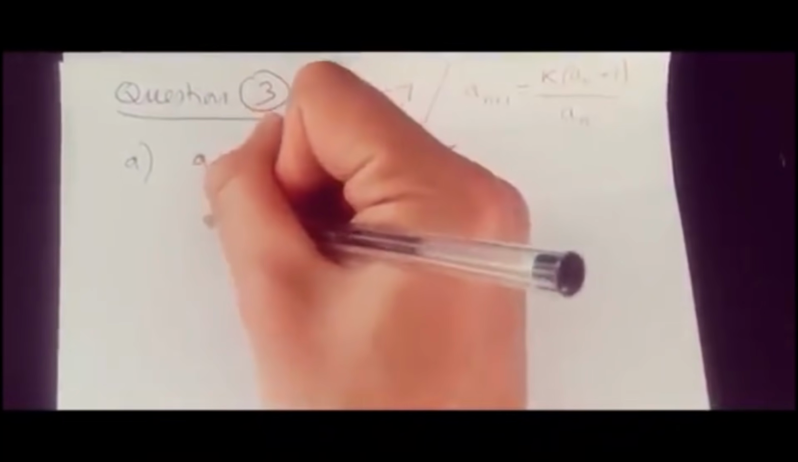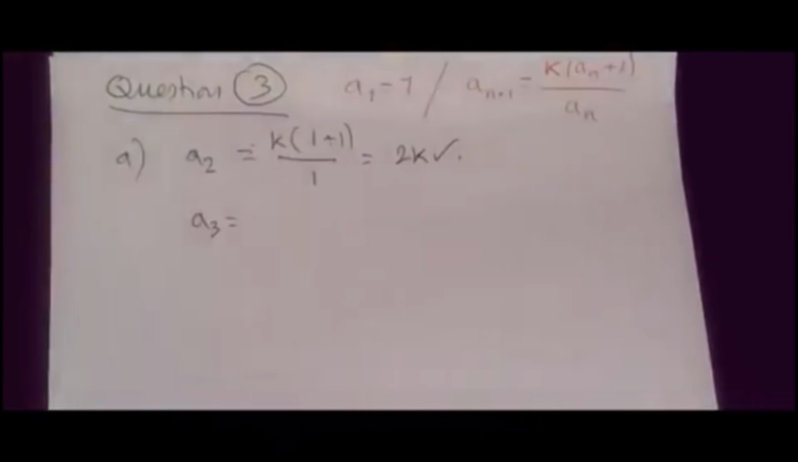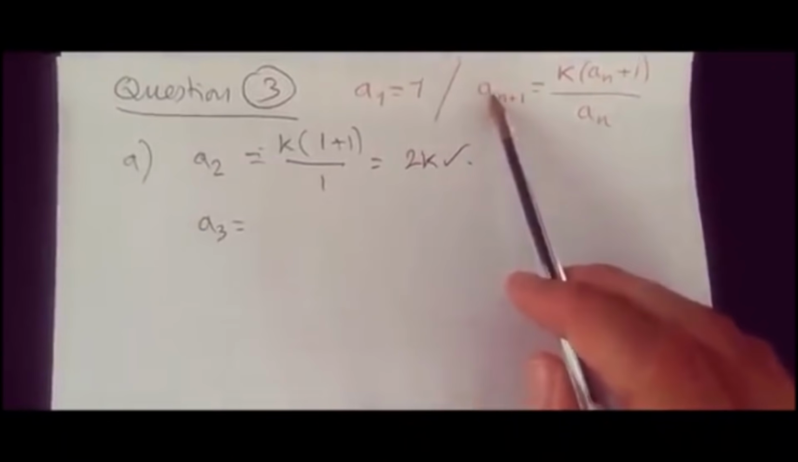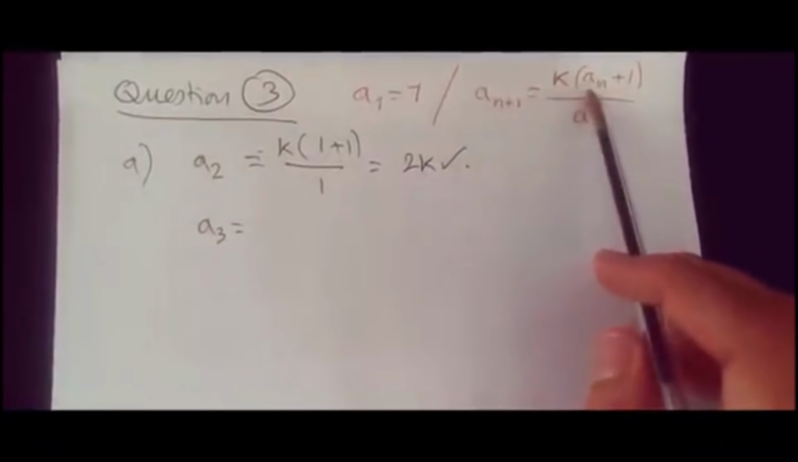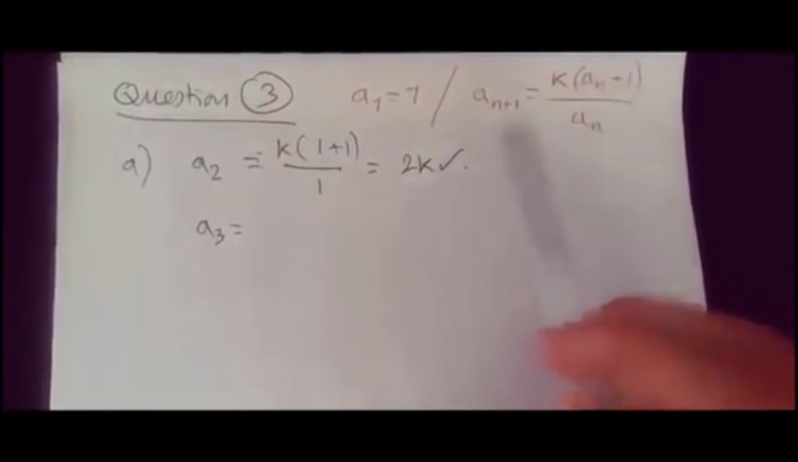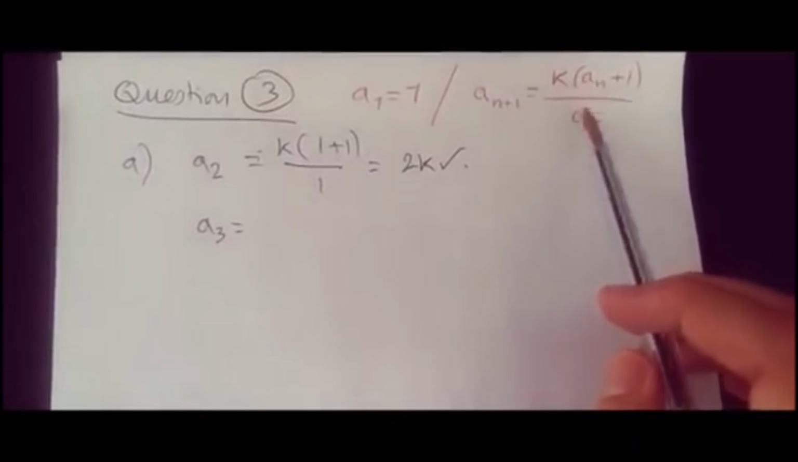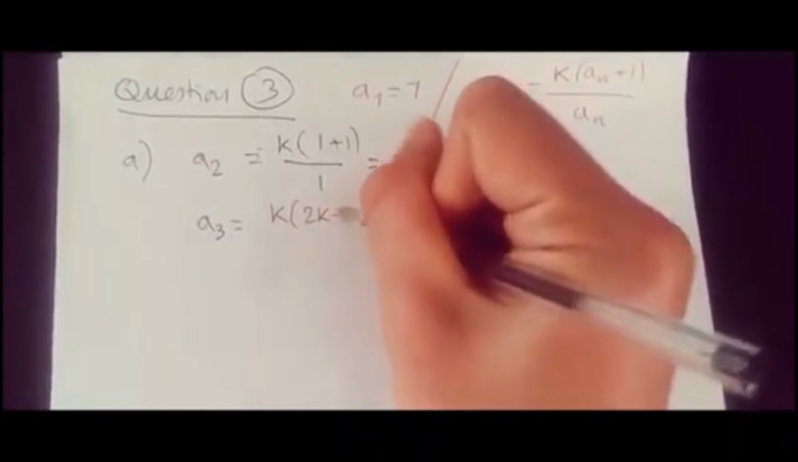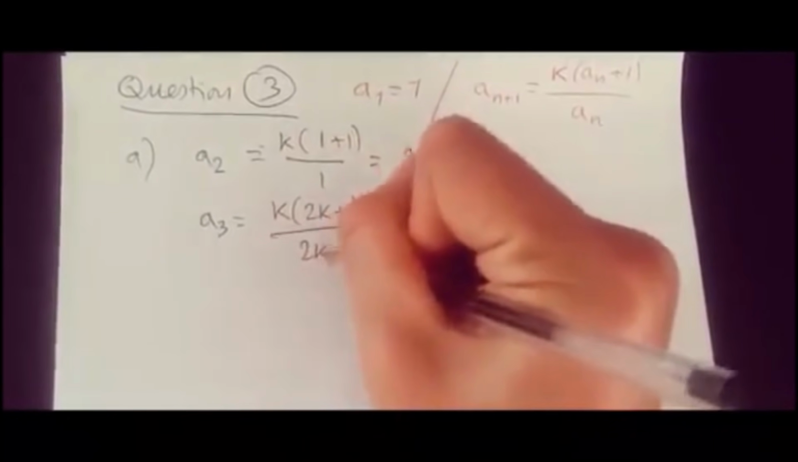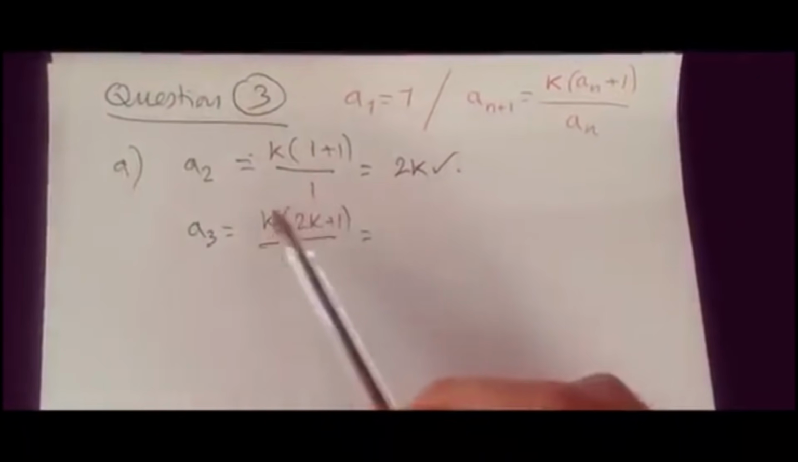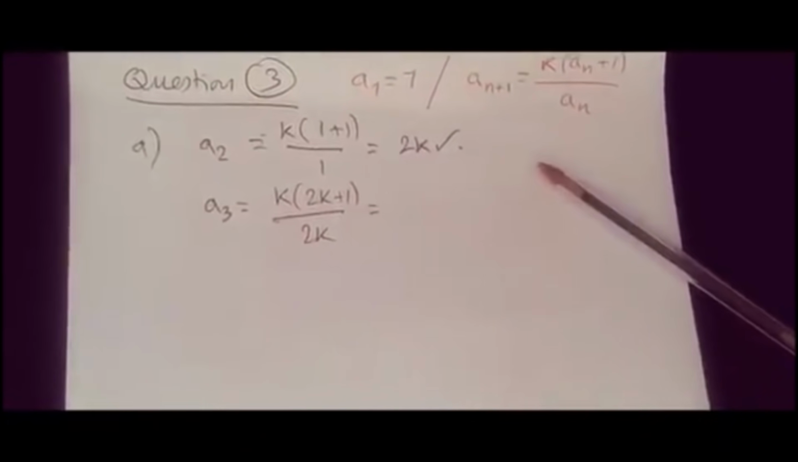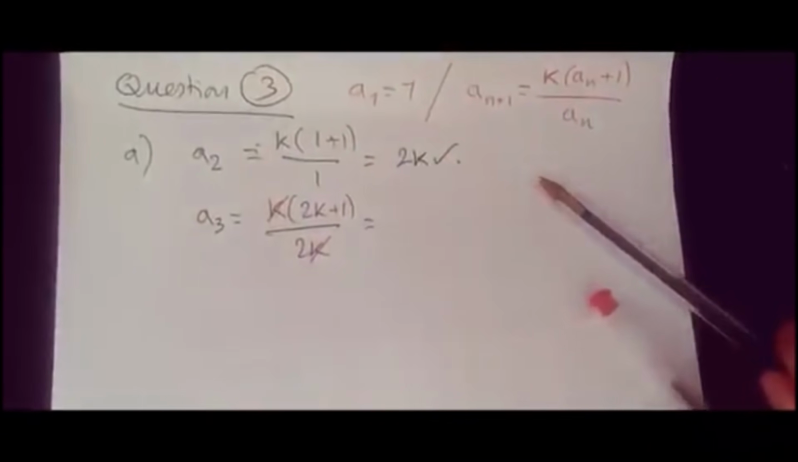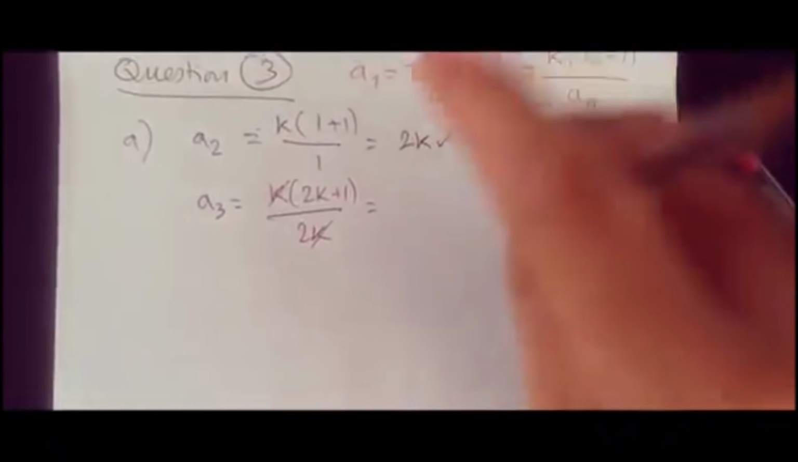And now let's find a3. A3 occurs when n is 2. So we have a(2 plus 1), which is a3. Replacing these with a2, and we know a2 is 2k, so we have 2k here and 2k there. This gives us k(2k plus 1 over 2k). Straightforward, right? Here we can cross simplify, so let's have a look. We go k here, knock this out and this one out.